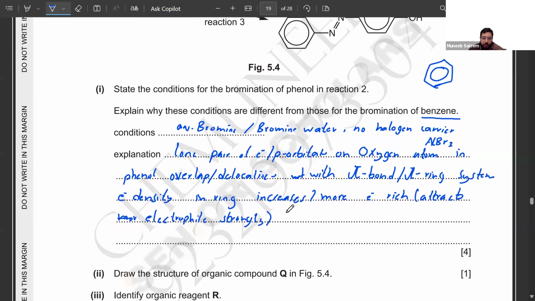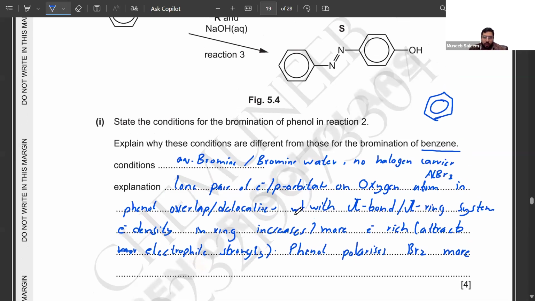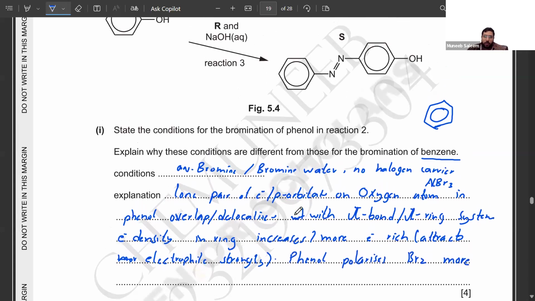So this causes phenol to polarize the Br2 molecule more. So we have more polarization in this case. So that's why phenol is considered to show milder conditions as compared to the benzene. There is no such phenomenon in case of the benzene as compared to the phenol.